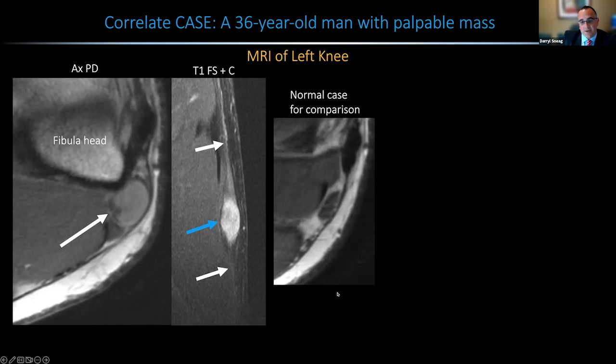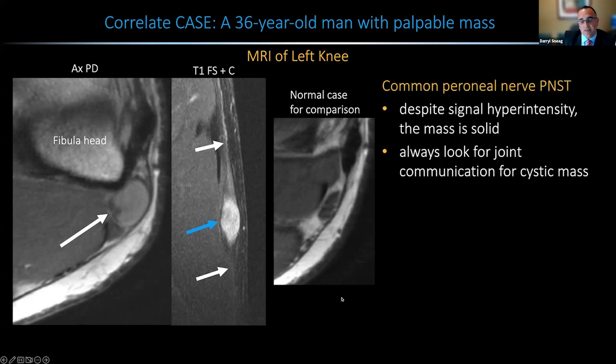This is just a normal case for comparison. And this ended up being a peripheral nerve sheath tumor, not a ganglion cyst. So if you see that articular stalk, bells should be ringing. This might be an intraneural ganglion cyst. But if you don't see it, think again, consider giving contrast to look for a solid lesion.